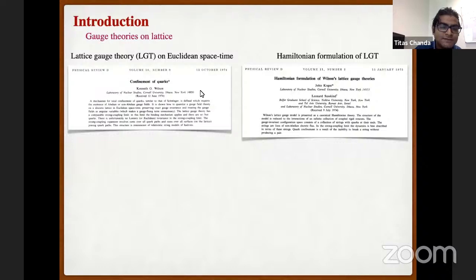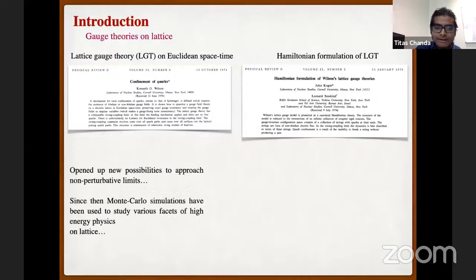So in this seminal paper by Wilson, he first formulated lattice gauge theory, where he discretized the theory on a Euclidean spacetime in a path integral formalism. And within a few months, in another seminal paper by Kogut and Susskind, we also have the Hamiltonian formulation of lattice gauge theory, right? And by discretizing the space and time in a Euclidean space and time, we essentially ruled out ultraviolet divergence. And this opened up new possibilities to approach non-perturbative limits.